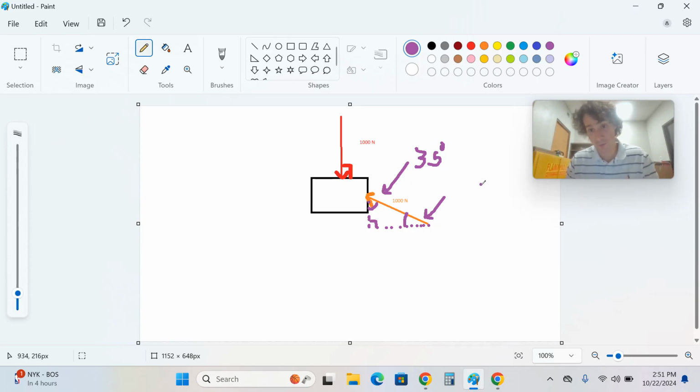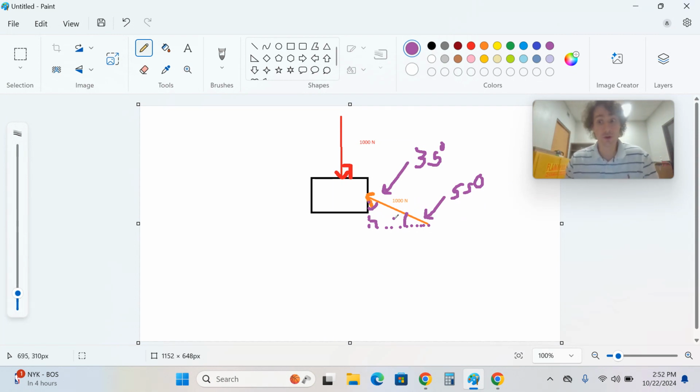90 minus 35 would be 55 because the interior angles of a triangle have to sum to 180. This is a 90-degree angle. 90 plus 35 is 125. Ergo, this would have to be 55. Okay, some basic geometry, some basic trigonometry. Okay, the angle you use matters a lot.